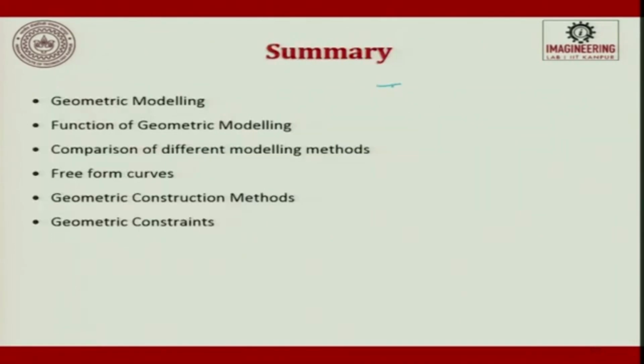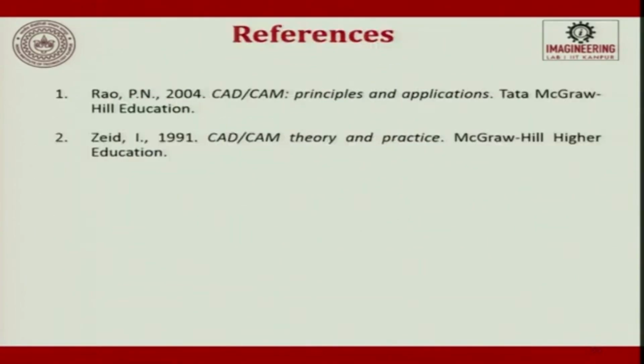To summarize, in the geometric modeling chapter, what all did we see? We saw geometric models, we saw functions of geometric models, we saw comparison of different modeling methods, then we saw free-form curves, then we saw constructive solid geometry, and at the last we saw about constraints. This will help you to draw the drawings without any error. So, I would like to give you a take-home assignment. I will just give you two assignments.